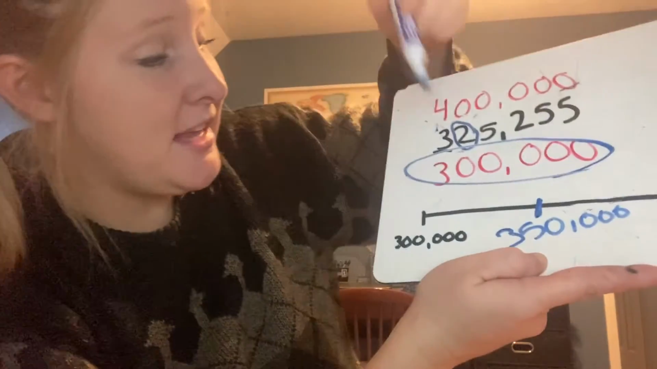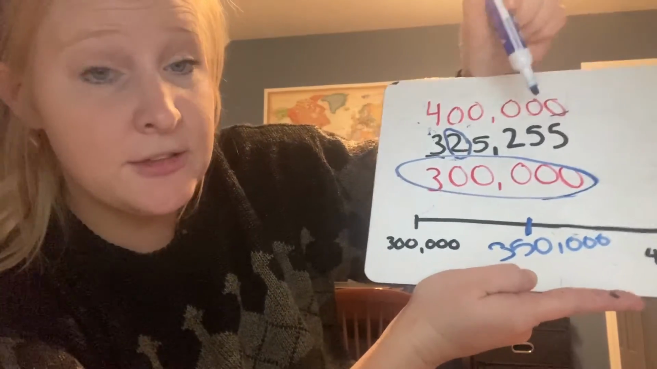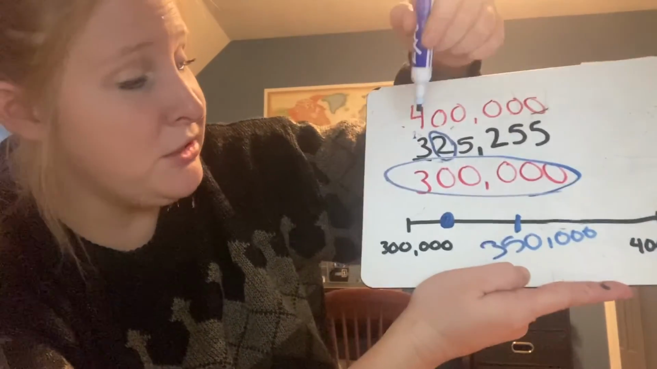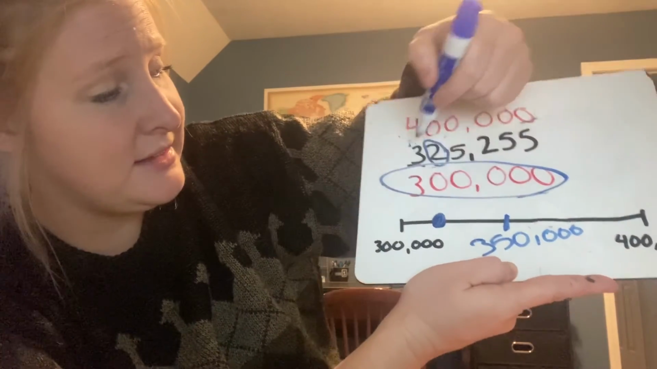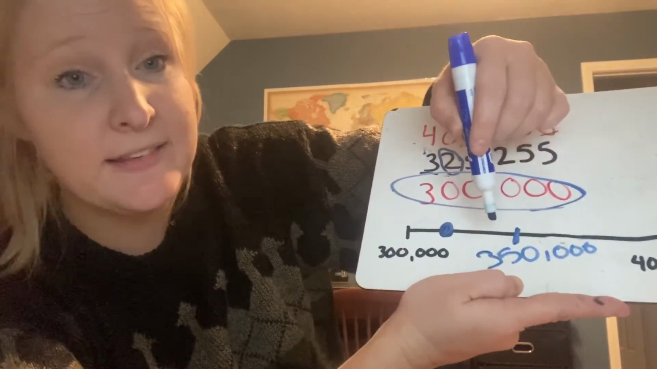I also noticed that if I would have plotted to my best ability that 325,255 on a number line, it's going to fall somewhere closer to the 300,000 benchmark because 2 is less. That 2 in the 10,000s place is less than the 5 in the 10,000s place.